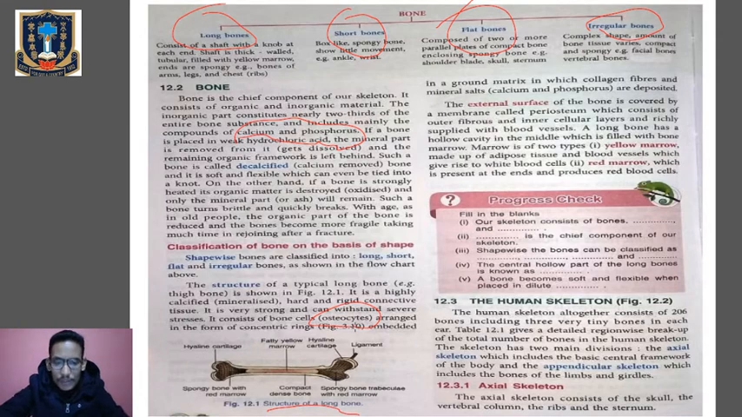Now the outer surface of the bone, the external surface of the bone, is covered by a membrane, and the name of the membrane is periosteum. Okay, periosteum. It is mainly composed of an outer fibrous and an inner cellular layer. It is also richly supplied with blood vessels.